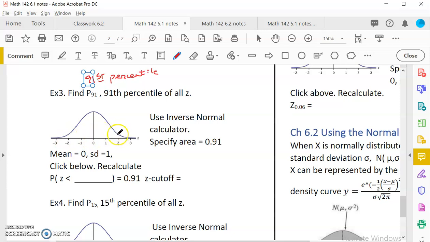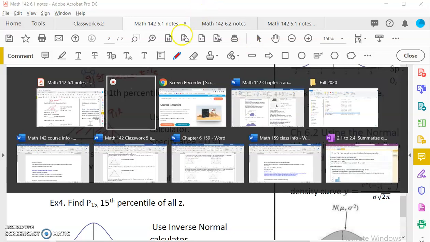So assume that this is about 2-3%. So I would say this is 9%. So this is 90. All these are 91%. That corresponds to having 0.91 area on the left of this z. This z is actually the 91st percentile. So we always use below when we do percentile. So the area is 0.91.